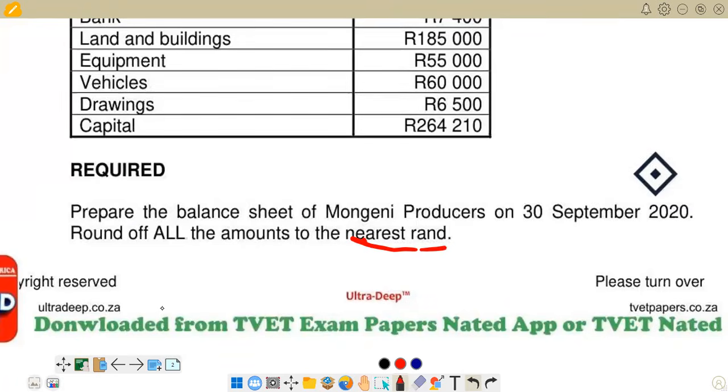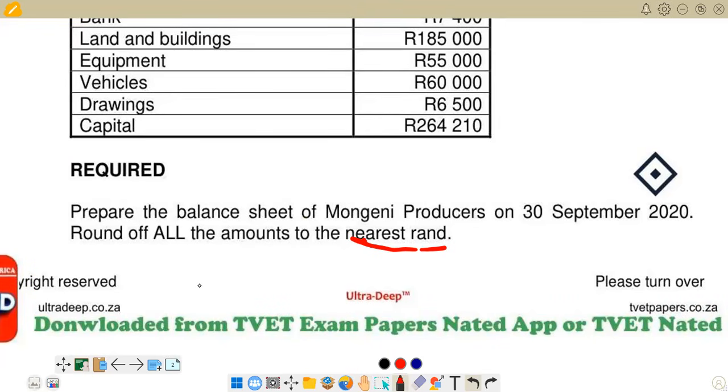Firstly, we want to understand what we mean by a balance sheet. A balance sheet is one of the financial statements that are prepared in businesses or organizations. It represents the assets, liabilities and equity of a business, equity being capital. So a balance sheet is a statement of the assets, liabilities, and capital of a business, and it summarizes them at a specific point in time.